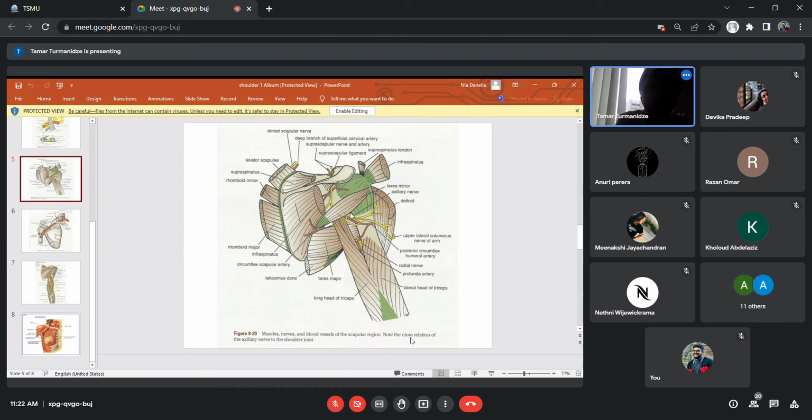Axillary nerve is a branch of the posterior cord of the brachial plexus. Anterior and posterior circumflex humeral arteries are branches of the third part of the axillary artery.